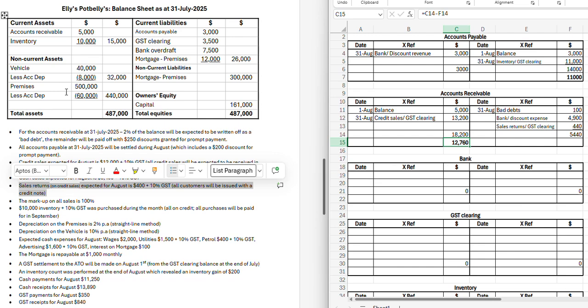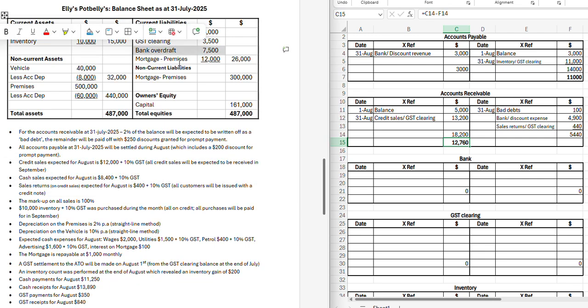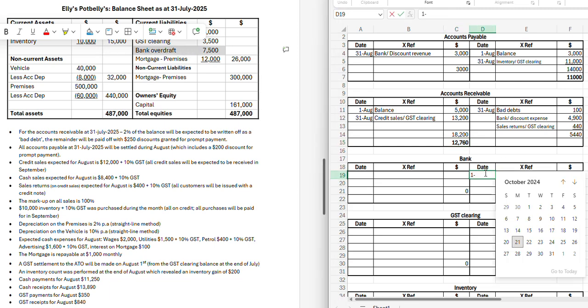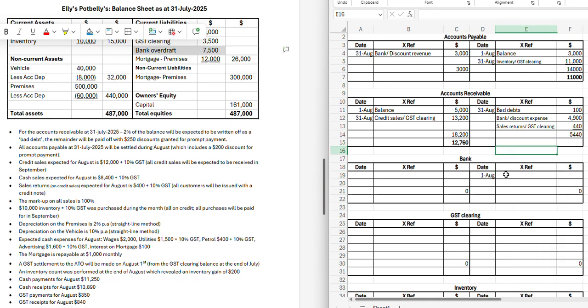Let's move on to bank. So if we go over to our current assets, there's no bank account. So let's go to our current liabilities. We've got a bank overdraft opening balance. So that represents a liability in this case because we've overdrawn our account. We owe funds to the bank. And so because it's on the credit side and it's a liability, we need a credit balance at the start for our bank, not as a negative figure. We simply record it on the credit side, 7.5k.